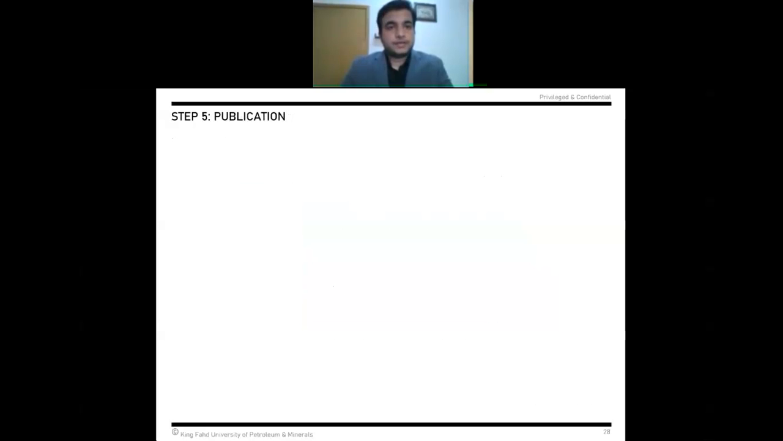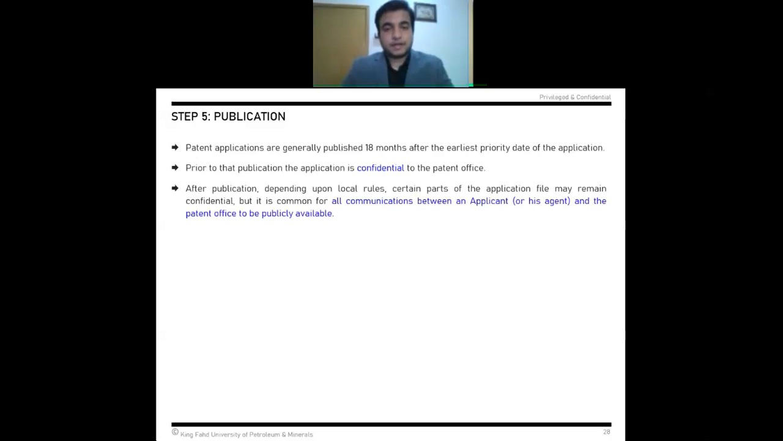So far we have filed the application. What happens after filing? After 18 months from the date of filing, the patent office makes the patent application publicly available. For example, if I file an application today in the Indian Patent Office, the Indian Patent Office will keep it secret for 18 months, and after 18 months, it will make the patent application available publicly.